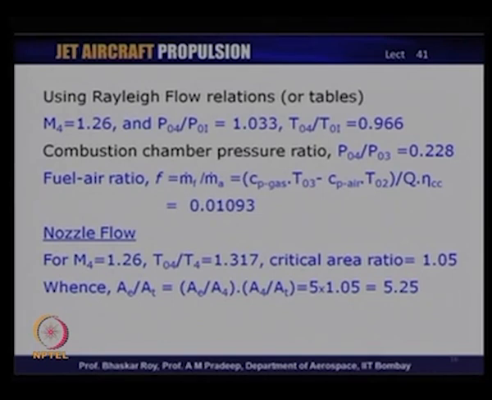The critical area ratio that we get from this flow through the jet pipe and nozzle would be 1.05, and then we can find the area ratio from the throat to the exit area, and that would be 5.25. So, the critical area ratio was the throat area to the combustion chamber or the jet pipe, that is the convergent part of the convergent divergent nozzle, and then we get the area ratio from throat to the exit face, that is AE, and that comes out to be 5.25.